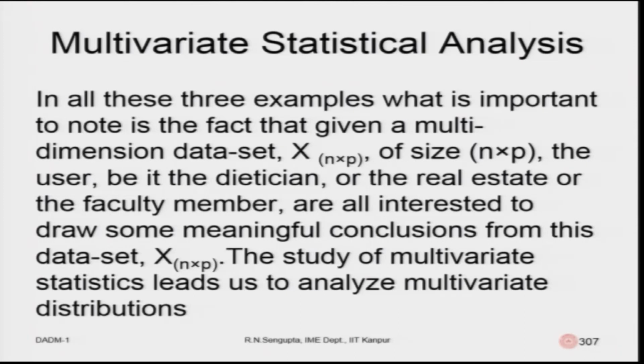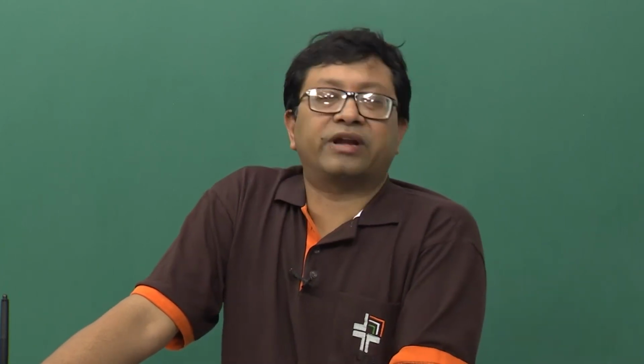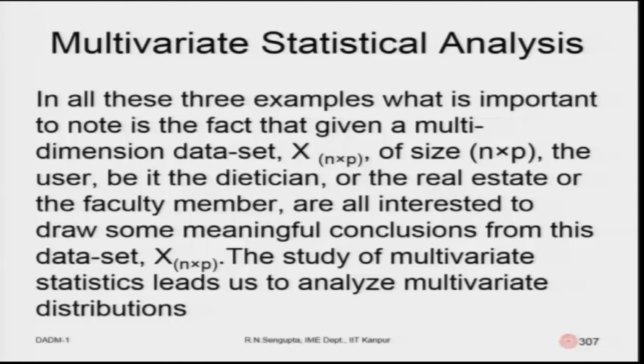Now, in all these 3 examples, what is important to note is that we have a multi-dimensional data set X of dimension n cross p, n number of rows and p number of columns. It could have been n into k also, since I did mention k at one point in time, but we will consider p. Whether the matrix is p cross n or n cross p is only nomenclature, but generally the dimensionality should be checked for each and every matrix multiplication and addition. This is of size n cross p.